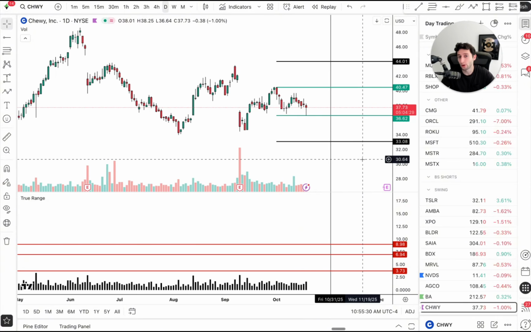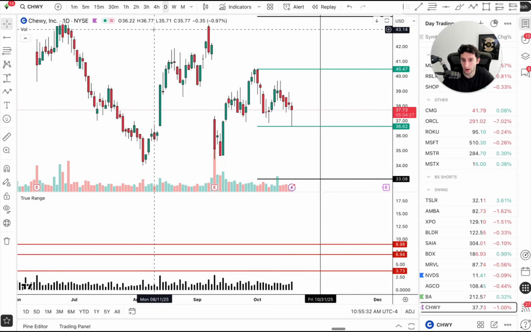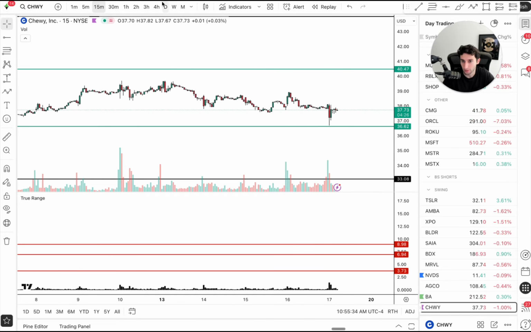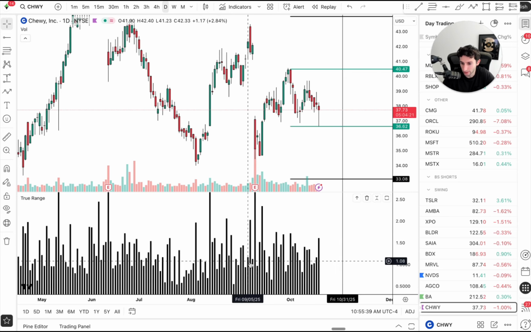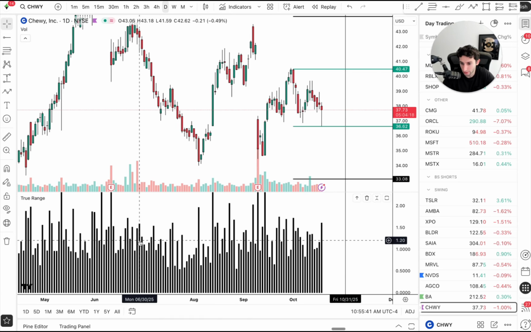And you can do this across all time frames. You can do it on a daily chart. You can do it on a 15-minute chart. Even if you look at Chewy today, if we zoom in here, we typically hit our daily range. Typically we'll see ranges of Chewy up to like $1.50, 80 cents.